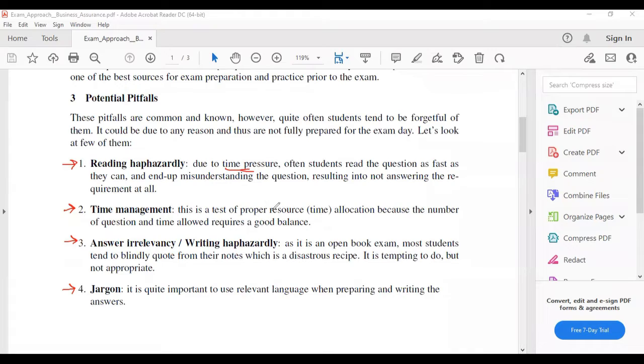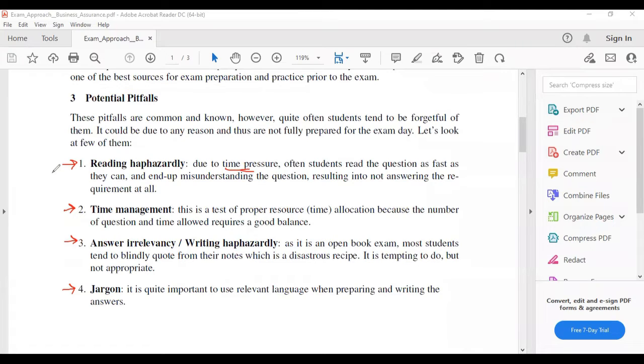So time management is, of course, there's less time compared to the number of questions that you need to do. So of course, time management is very important, and that can only come from practice. So you would have to practice as much as you can from your past exams, and then it will improve your time management over time. So answer irrelevancy and writing haphazardly, right?